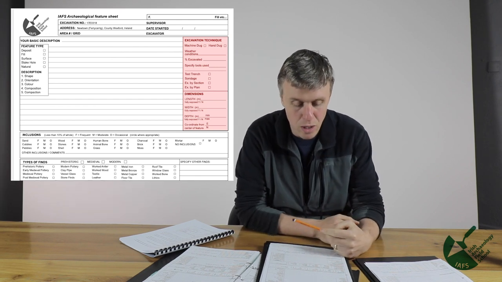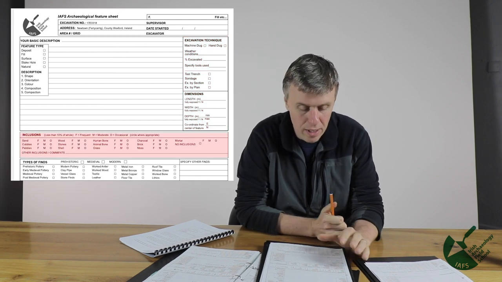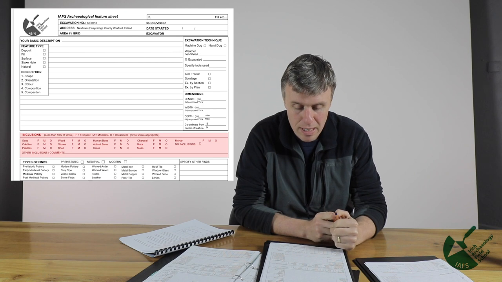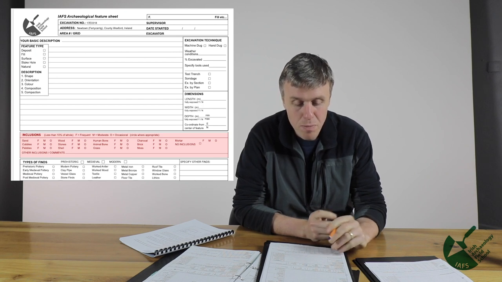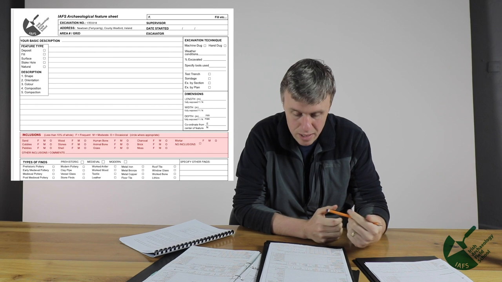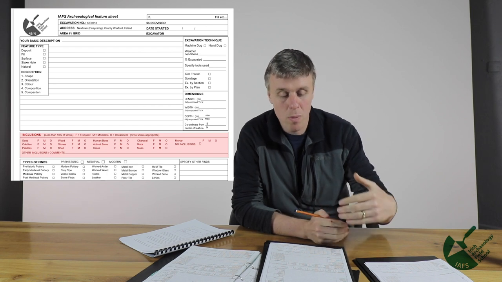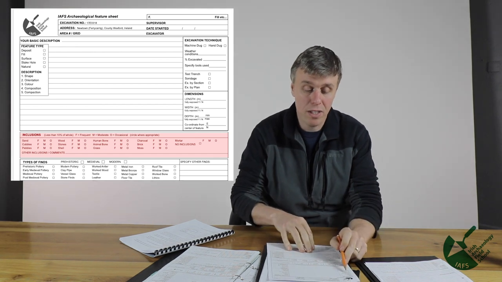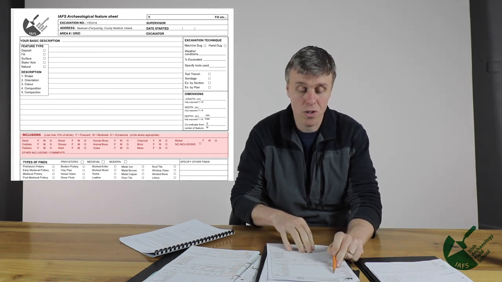And now we'll move on to inclusions. One thing with inclusions is it is only an inclusion if it's less than 10% of the whole. I know this might sound slightly confusing. If it's more than 10% of the whole, if you think it's more than 10%, then it becomes a defining characteristic of the fill. So it goes back to point number four on your description.